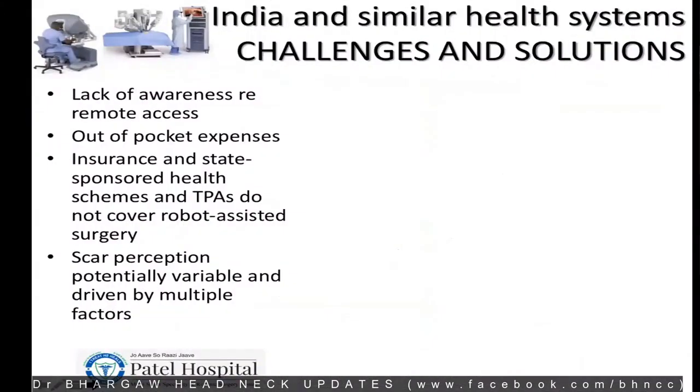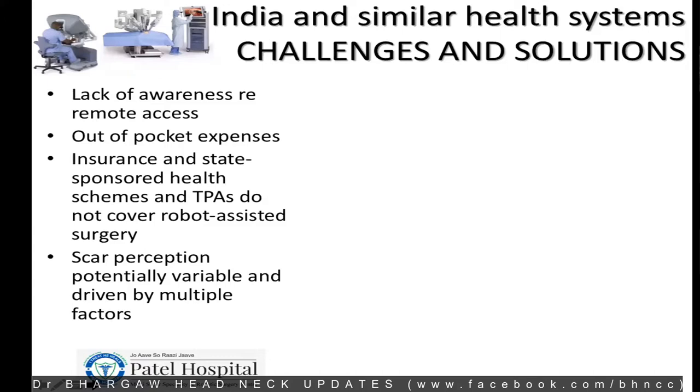With regard to cost, India is very similar to other health systems in terms of the challenges as well as the solutions that we have to find. The challenges are the ones listed on the left. There is lack of awareness regarding remote access. Remember, remote access is beneficial only in terms of cosmetic indications. We don't try to sell technology unless it makes sense.